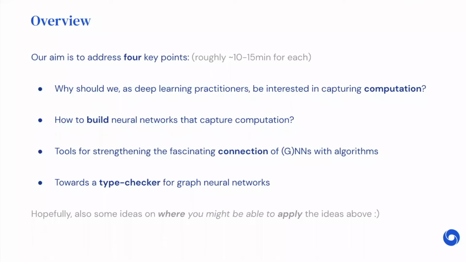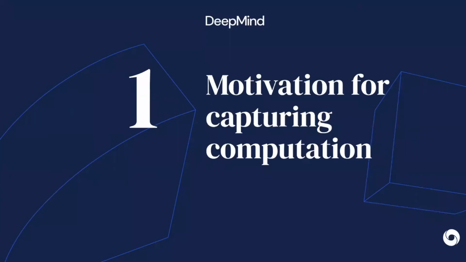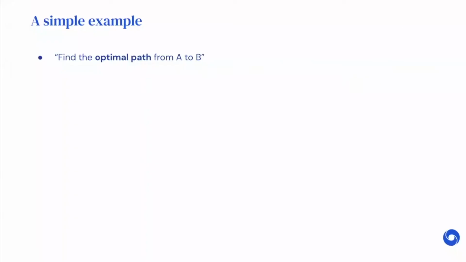Those neural networks will actually usually turn out to be graph neural networks. And lastly, these tools will completely unexpectedly lead us to discover something that feels a lot like a type checker for graph neural networks. And I hope to also give you some ideas on where you can apply these concepts. So let's start and dive right into it. Some motivation for capturing computation.